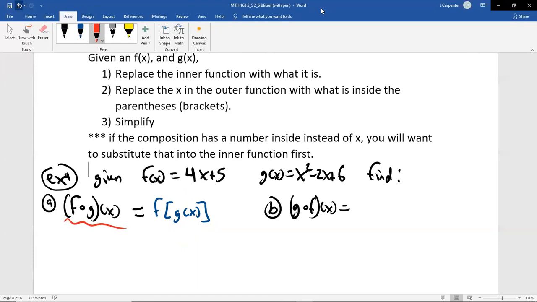So you actually read or process these in a right to left manner. And that's what feels weird to a lot of people at first. You process these in a right to left manner. You do the g of x, then you do the f of whatever it says. Conversely, for g of f of x, this would be g bracket f parentheses x, which would be read out loud the exact same way. g of f of x.